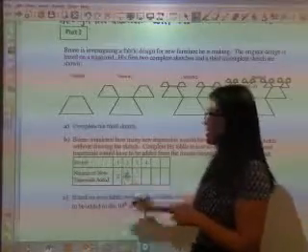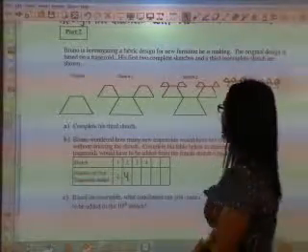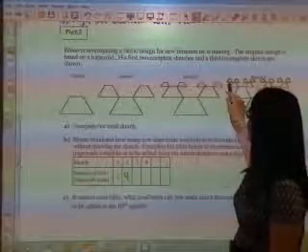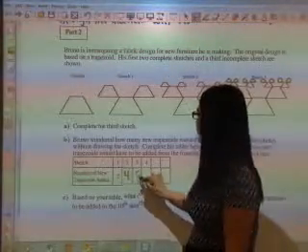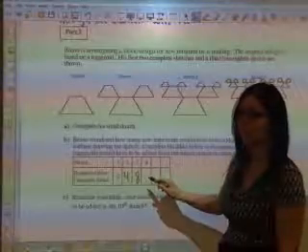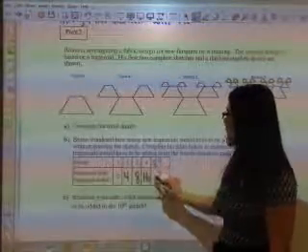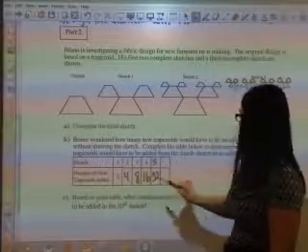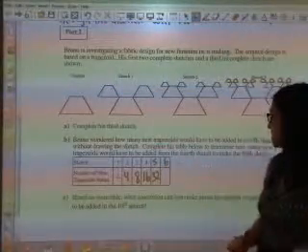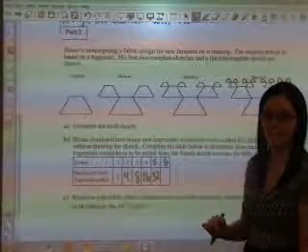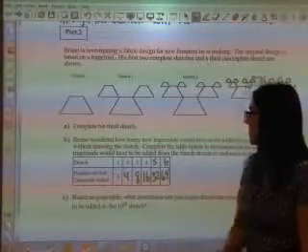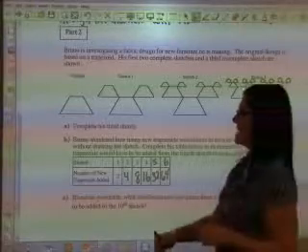Okay, so I want you to complete the chart. So in the 3rd sketch, how many new trapezoids did I add? 8. So in the 4th sketch, how many do you think I would add? 16. So then in the 5th sketch, I would add? 32. And in the 6th sketch, what would I add? 64. So based on your table, how many trapezoids do you think I would add in the 10th sketch?